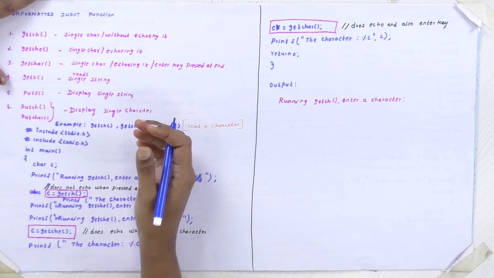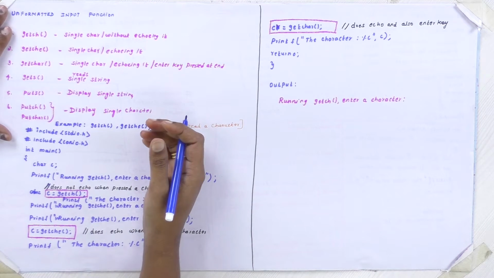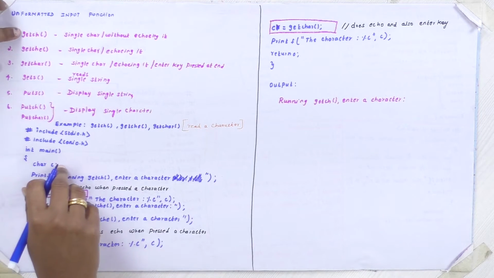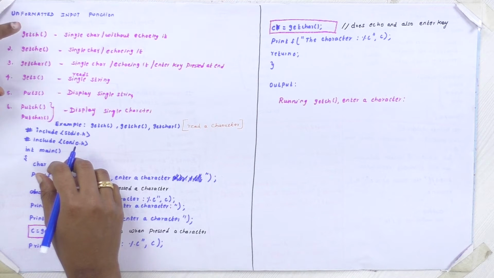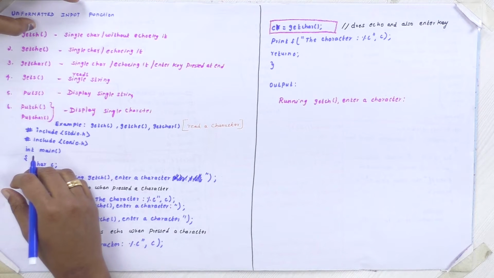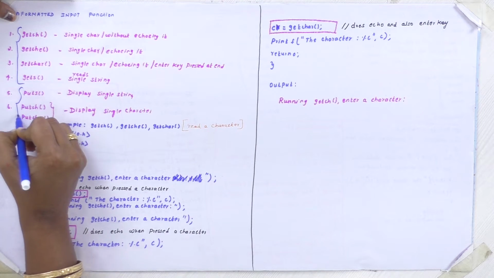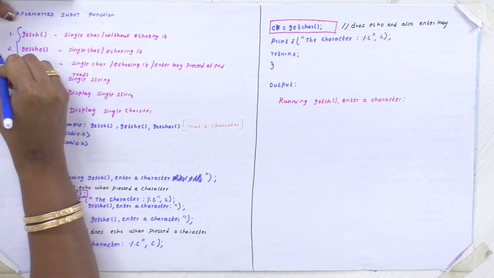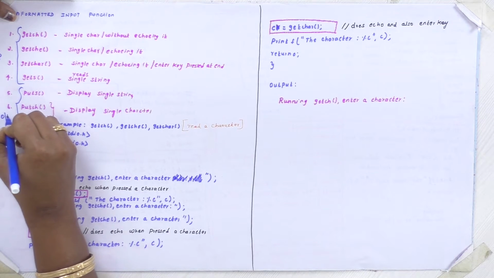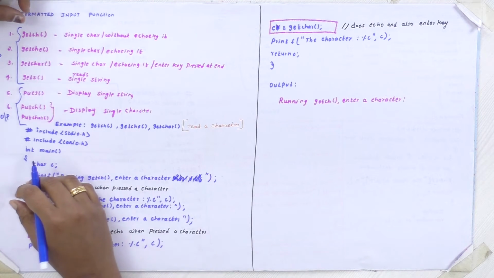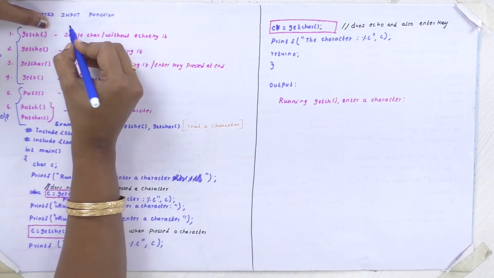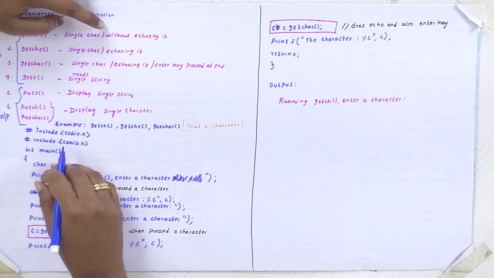What are all the functions available in the unformatted input functions? The first one is getch. These are the input functions and these are the output functions. getch refers to reading a single character without echoing it.